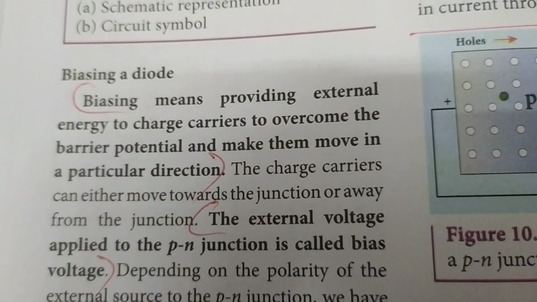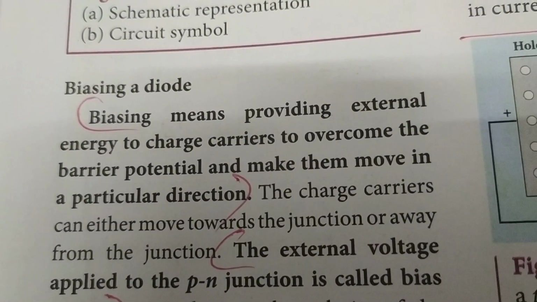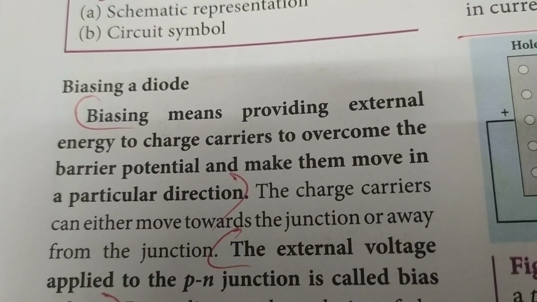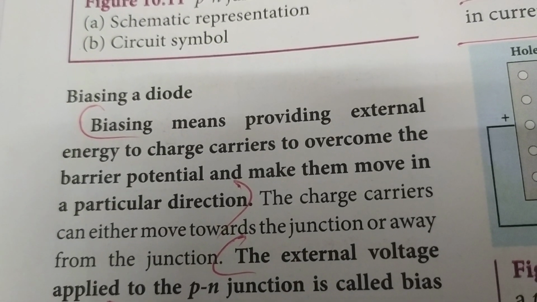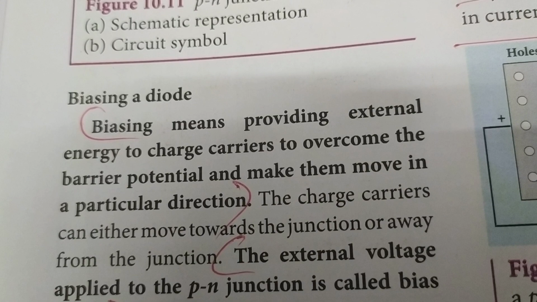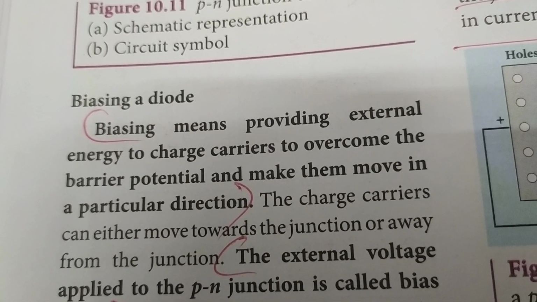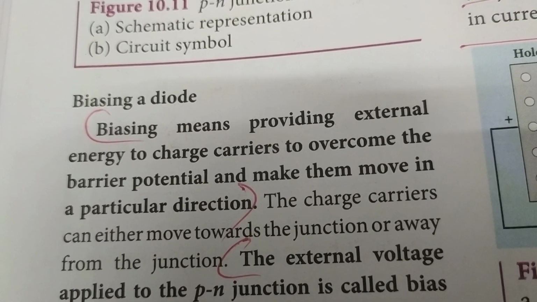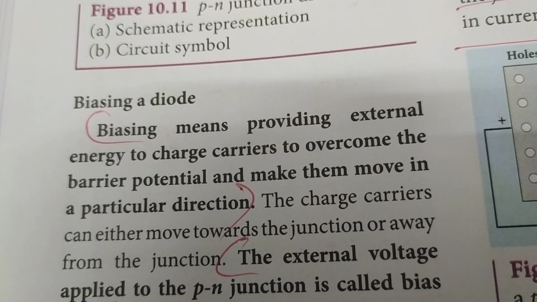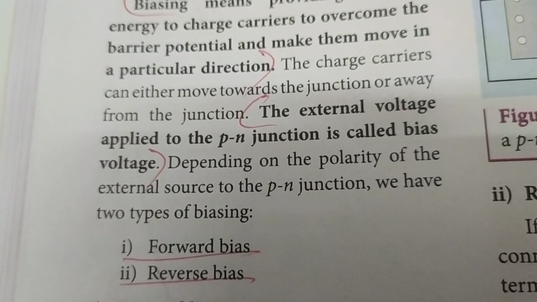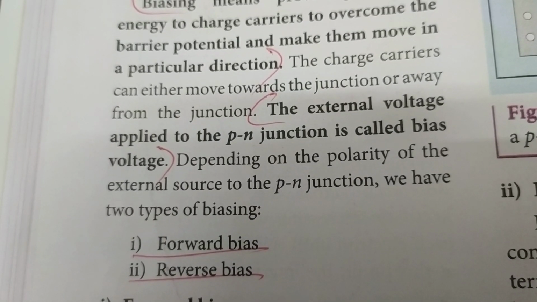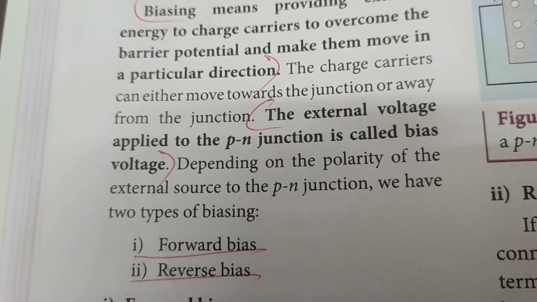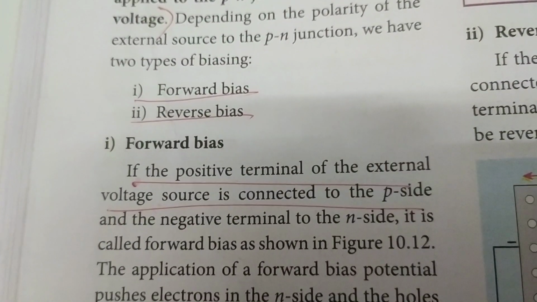Here, biasing a diode means you are providing external energy to the charge carriers to overcome the barrier potential. You know barrier potential is the potential that is set up near the junction. Now we are applying external energy for this. This external voltage applied to the PN junction is called bias voltage. There are two types of bias: forward bias and reverse bias.